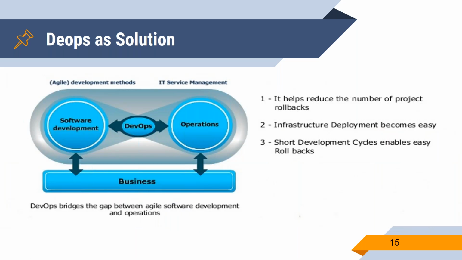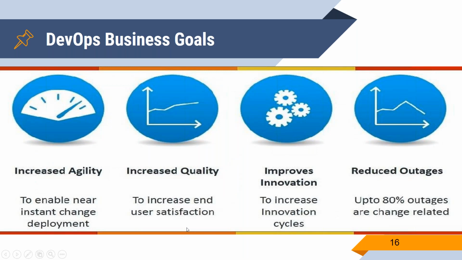DevOps is a solution for that. Since the development team and operation team are working together, they do automation, infrastructure automation, and build and release automation, and they are going to deliver the product in a short time, that is 2 to 4 weeks. So we can easily find the bugs, and then we can fix them as soon as possible. This is the main goal of DevOps.